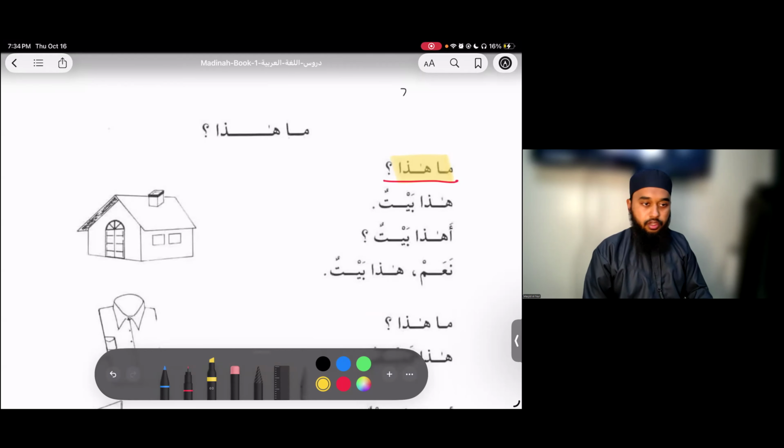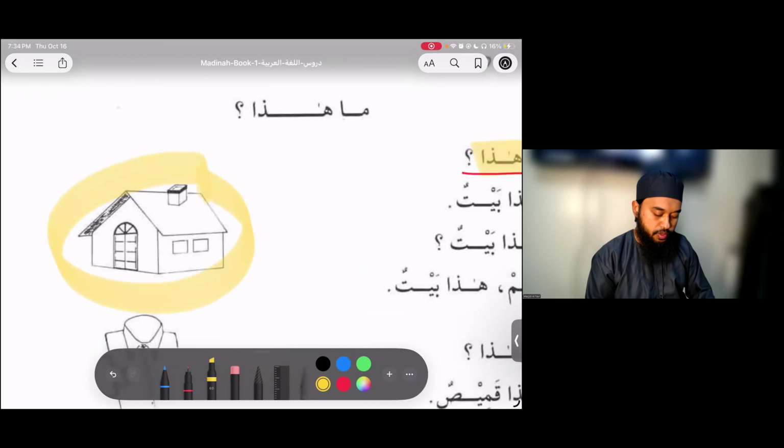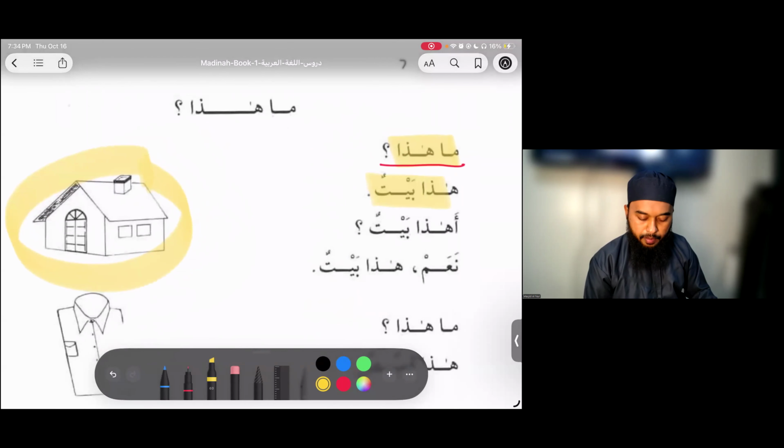What is this? It could translate as something tangible, something non-tangible, even behavior. Like, what is this behavior? Ma hada. What is that? What is this? So the question goes, ma hada, what is this? As you can see in this image right here. The answer is simple, hada baytun.